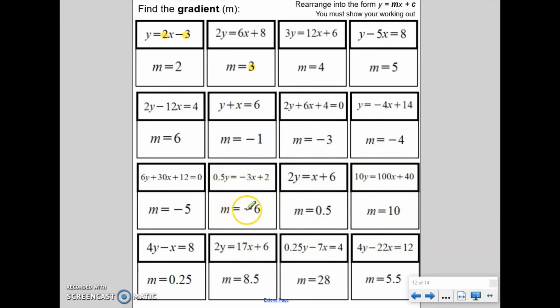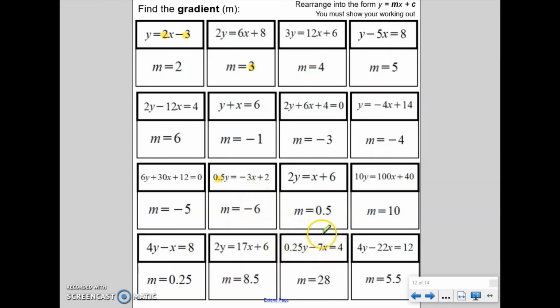Let's have a quick look at this question as well. 0.5y. So this time we're not going to divide the equation, but rather we're going to multiply everything by 2, because 0.5 is a half. A half times 2 would give me that 1y, which is what I'm aiming for, which is why I end up with minus 6x plus 4, so minus 6 being my gradient.